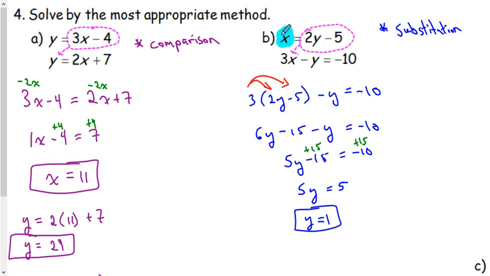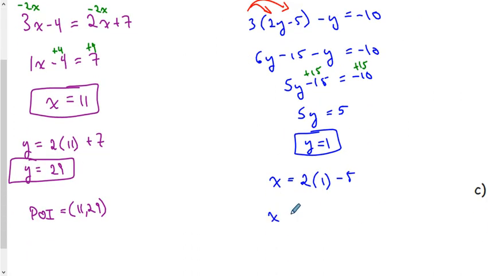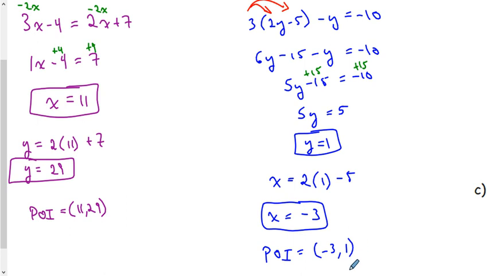The first one, number 1 here, is much easier to substitute into because x is already isolated. So let's do that. x equals 2 times whatever y is. We know it's 1 now at the point of intersection. Minus 5. So 2 times 1 is 2, minus 5 is negative 3. So my point of intersection is negative 3 for my x value, 1 for my y value.